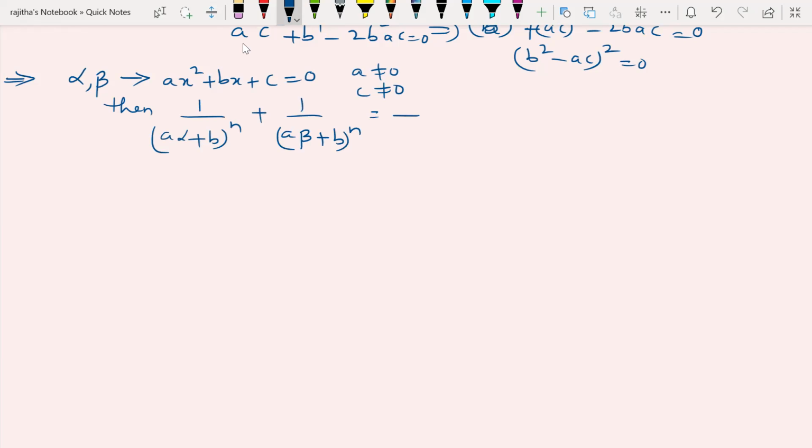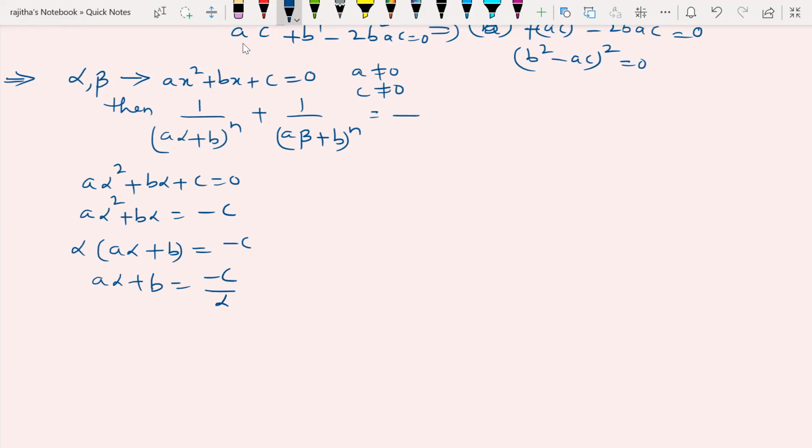Here alpha beta are the roots, means a alpha square plus b alpha plus c is 0. That is a alpha square plus b alpha is equal to minus c. Alpha take common, a alpha plus b is equals to minus c by alpha. This can be written as alpha times (a alpha plus b) is equals to minus c by alpha. Keep in bracket. Here what is the value of 1 by a alpha plus b?